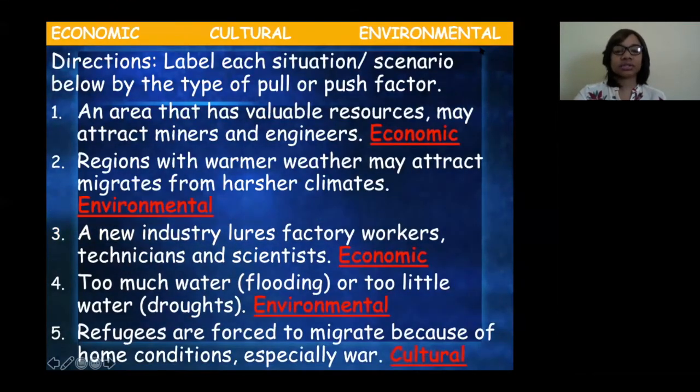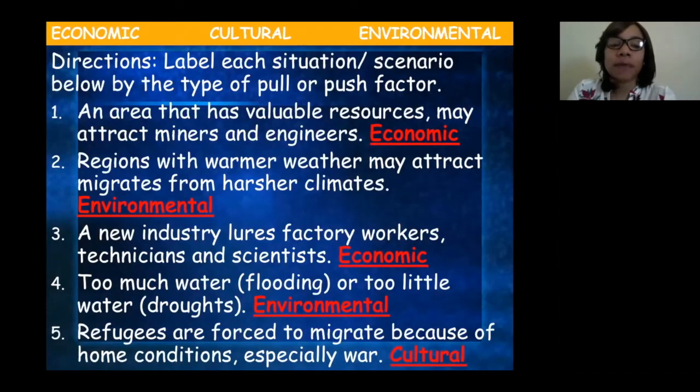Answers. Okay, so number one is definitely economic. Because that place is now offering more valuable resources, I would almost want to say maybe we want to consider environmental, because some places are lacking resources. But the answer is definitely economic, because you have people coming in for things like jobs.